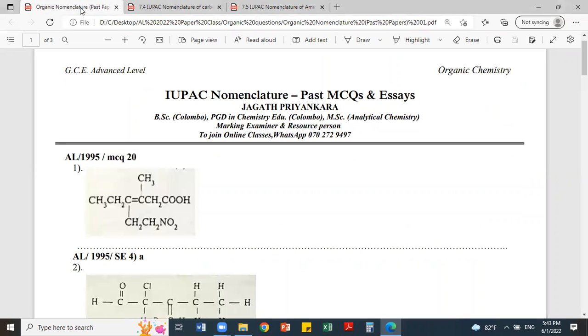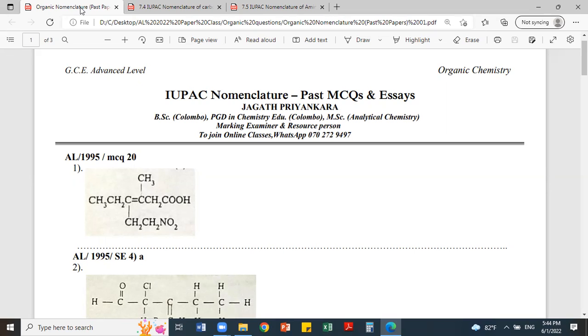Right, then the first one. The last 25 years of papers' questions, I will be discussing all the organic IUPAC nomenclature today. So this is 1995 A level. If I quickly summarize the rules, first select the longest chain containing the maximum number of carbon atoms including the functional group. After that, number the chain giving the lowest number to the functional group, then to the substituent groups. If there is a double bond or triple bond, you have to select the carbon chain containing the double bond or the triple bond irrespective of the number of carbon atoms in the longest chain.